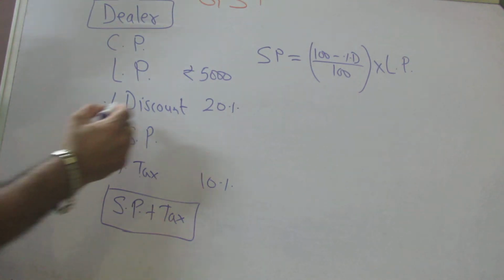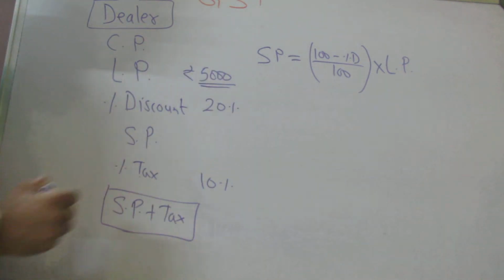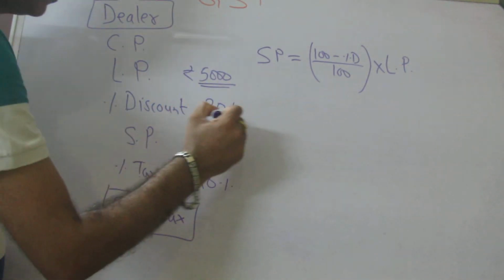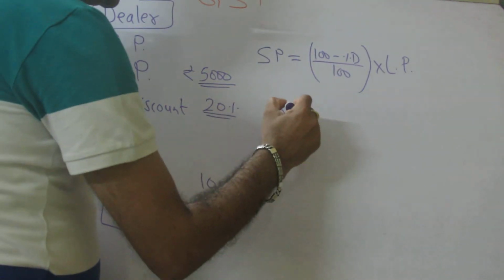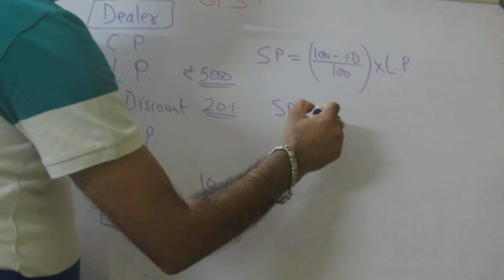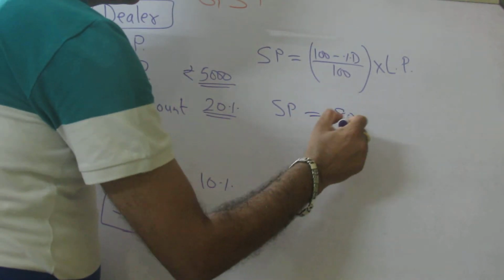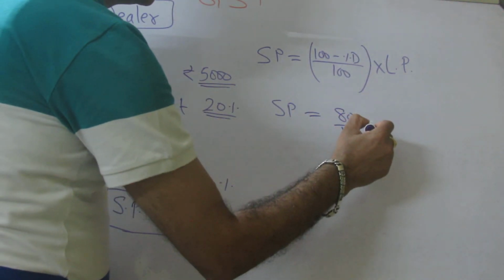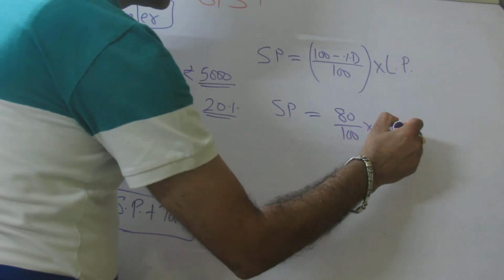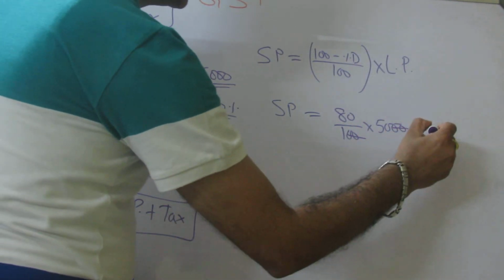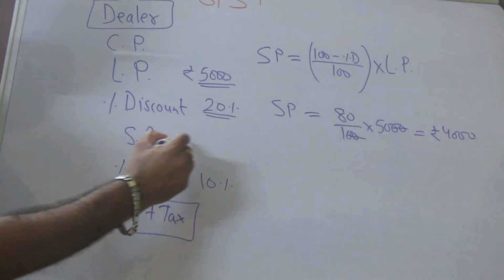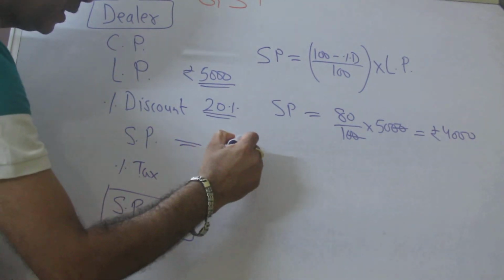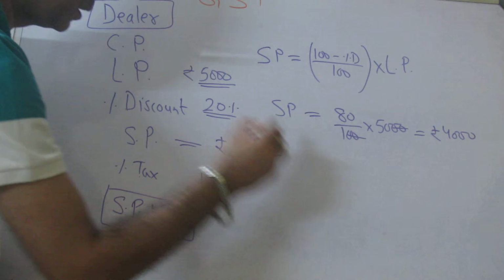So let us understand, the list price is 5,000 and there is a discount of 20%. So what would be SP? SP is going to be 100 minus 20, which is 80, upon 100 into the list price. Okay, so which is rupees 4,000. That means SP is going to be rupees 4,000.